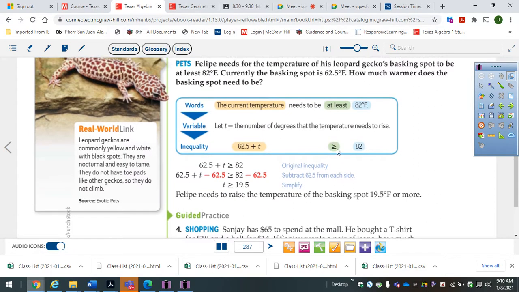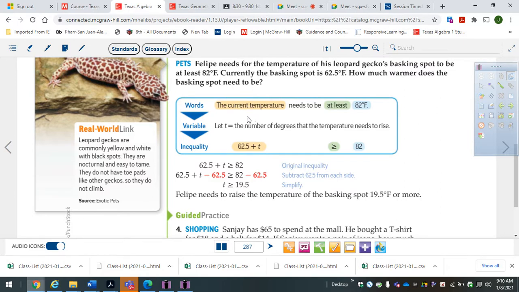Okay, going into words. So let's come back to the words and see what's going on with the words. Felipe needs the basking spot for his leopard gecko to be at least 82 degrees. So it has to be kind of warm, right? Currently the basking spot is 62.5. How much warmer does the basking spot need to be?